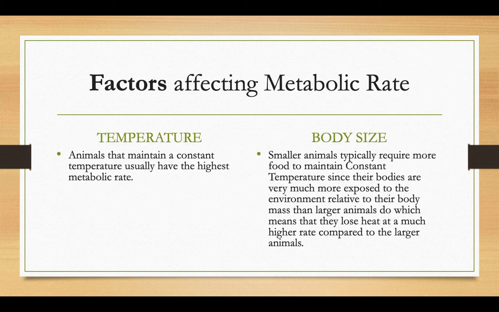Okay, so what are the factors affecting metabolic rate? We have three factors. The first factor is temperature. Animals that maintain a constant temperature usually have the highest metabolic rate. The second factor is body size. Smaller animals typically require more food to maintain constant temperature since their bodies are more exposed to the environment relative to their body mass than larger animals, which means they lose heat at a much higher rate compared to larger animals.